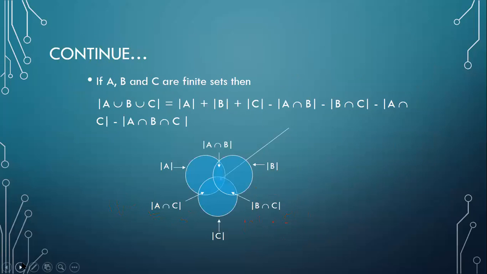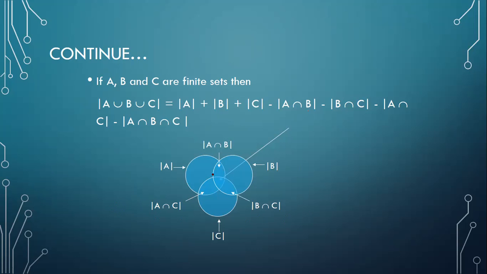Now let's see the next topic. If we have, instead of two sets, three sets, then what will be the formula? If A, B and C are finite sets, then A union B union C is equivalent to A plus B plus C. Okay, so we are adding A, B and C. After that, we are supposed to remove the ones, as we have added A intersection B twice. So we are removing A intersection B. Similarly, B intersection C and A intersection C.